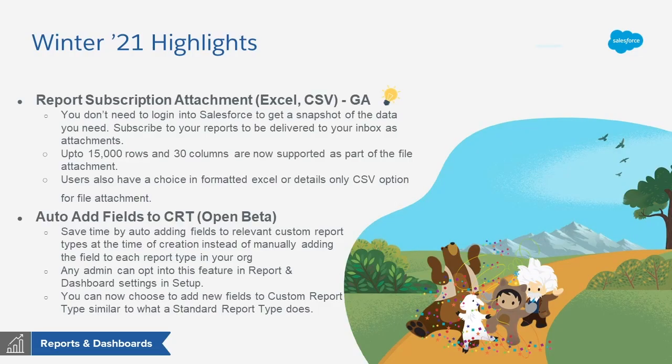With this release, we've made report subscription attachments GA. As you know, this was one of our top voted ideas, so I'm super excited to hear your feedback. Now you don't need to log in to Salesforce to get a snapshot of the data you need. Subscribe to the reports to be delivered to your inbox as attachments. Up to 15,000 rows and 30 columns are now supported as part of the file attachment. For viewing more data, users can click the link and view the report in Salesforce. And users also have a choice in formatted Excel or details-only CSV.